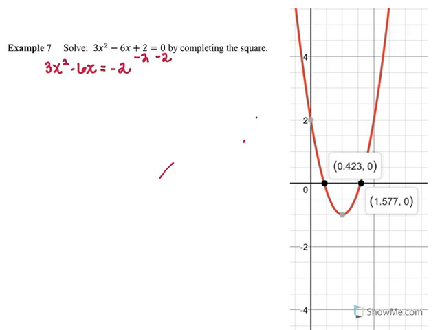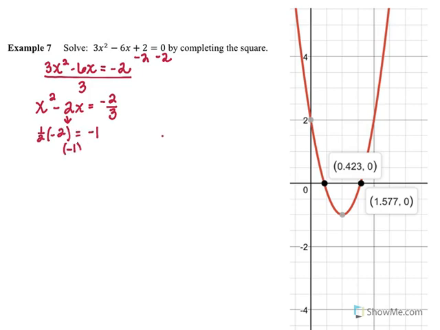Notice the number in front of x squared is not equal to 1, so I need to divide everything by 3. This gives me x squared minus 2x equal to negative 2/3. Right? So now I take my number in the middle here. I want half of negative 2, which is negative 1.